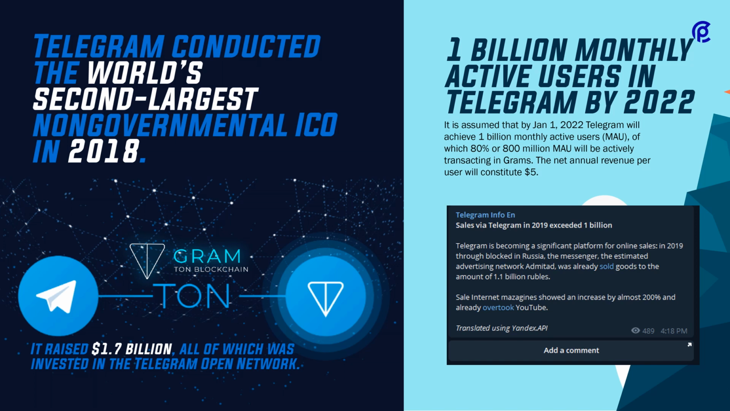Telegram conducted the world's second largest non-governmental ICO in 2018, so they got $1.7 billion, which they are going to invest in bringing their own cryptocurrency, which is going to be named Gram. And they are expecting by January 1st, 2022, 1 billion monthly active users of Telegram.